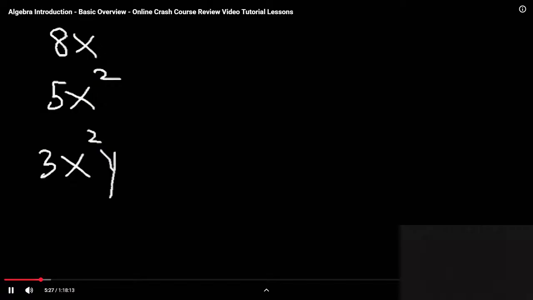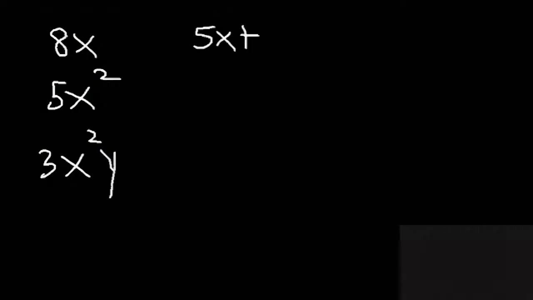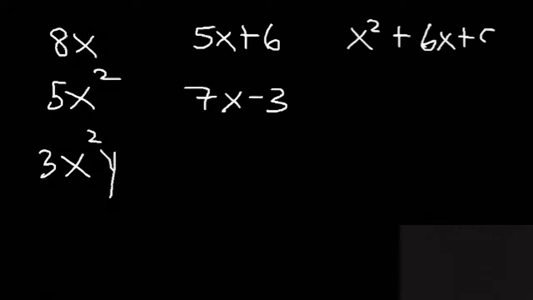A binomial has two terms, like 5x plus 6, 7x minus 3. Those are binomials. A trinomial has three terms. So x squared plus 6x plus 5 is a trinomial. A polynomial is an expression that has many terms. Now, let's say if we wish to multiply a monomial by a trinomial.